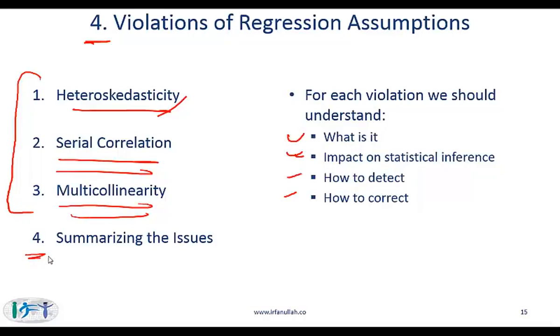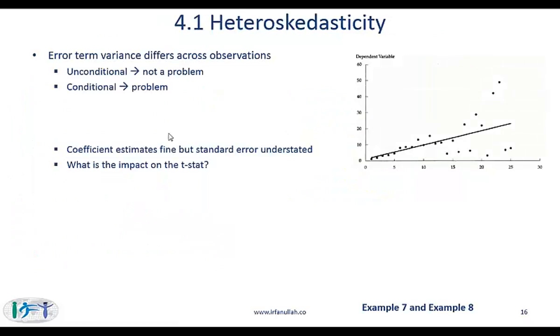And then section 4, all these are actually subsections in part 4. The fourth subsection is simply a summary of the issues associated with these violations. All right, let's start with heteroscedasticity.